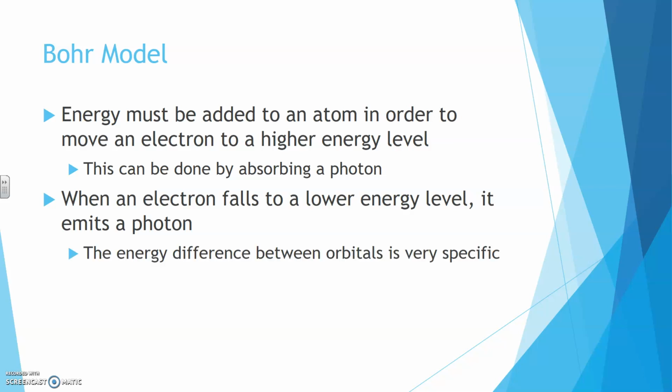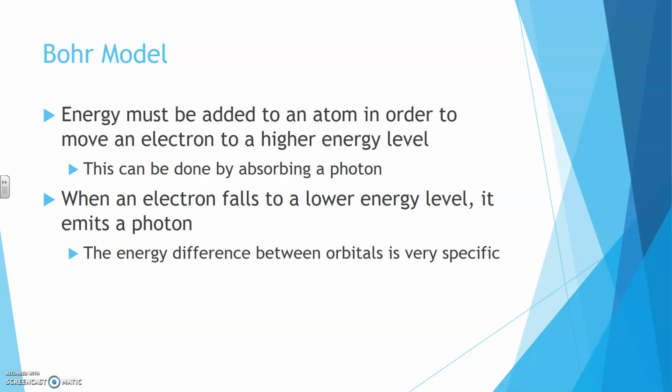So the energy difference between these orbitals is very specific. If you're going from, say, the 5th orbital out to the 2nd orbital from the nucleus, that's going to have a very specific amount of energy. Now, the energy relates directly to the frequency of that photon, and that frequency relates directly to wavelength. Wavelength is actually what we're seeing when we see color, okay? So the energy relates directly to the color of the photon, or the type of electromagnetic radiation that's released.